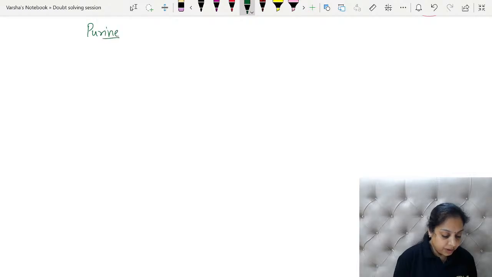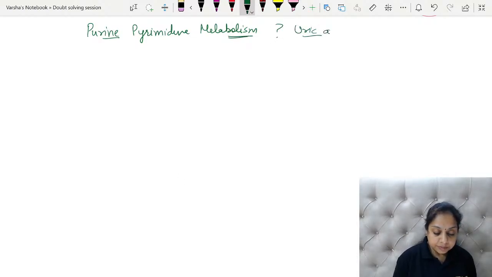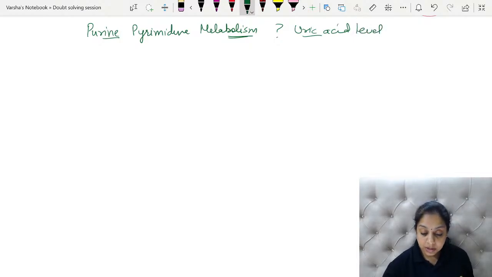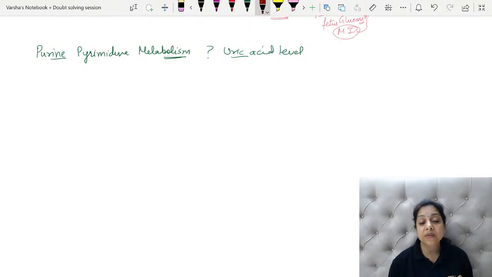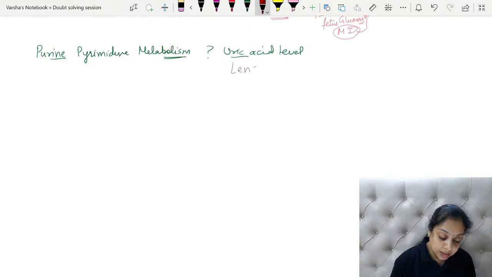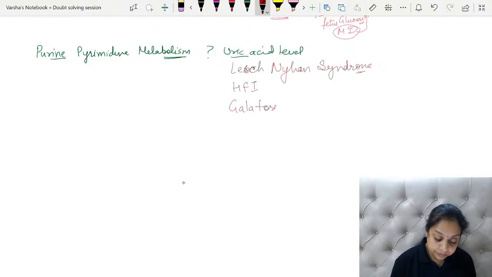There is confusion about the purine and pyrimidine metabolism. And the majorly, commonly asked question is the uric acid level. Do you know under what circumstances, or in which topics, you see the uric acid level go up? When you hear about Lesch-Nyhan syndrome, hereditary fructose intolerance, galactosemia. Which enzyme is involved in Lesch-Nyhan syndrome? HGPRTase.